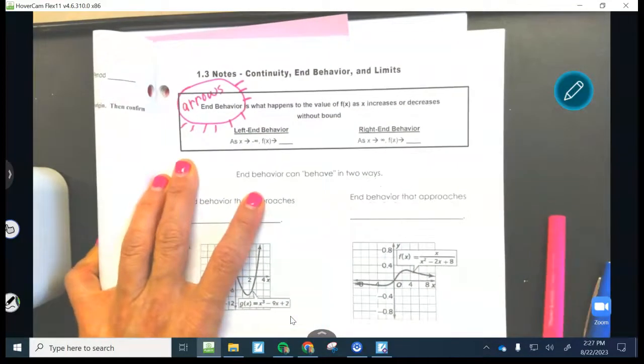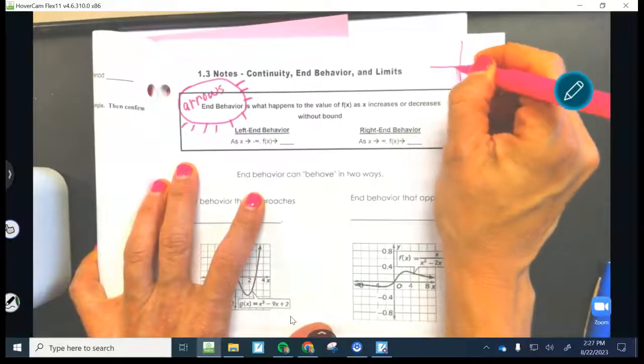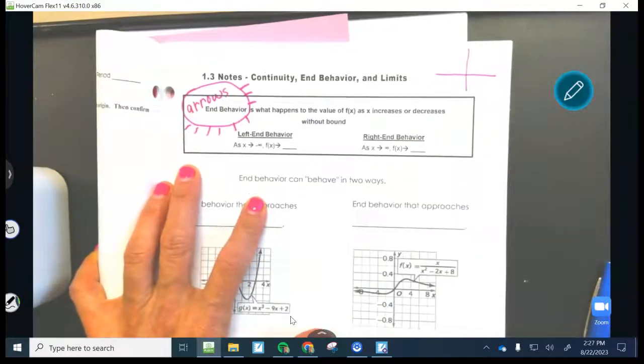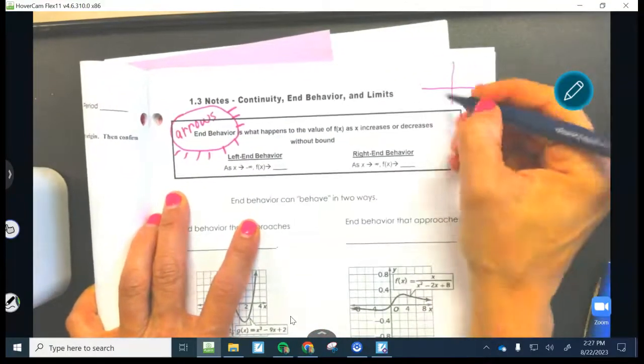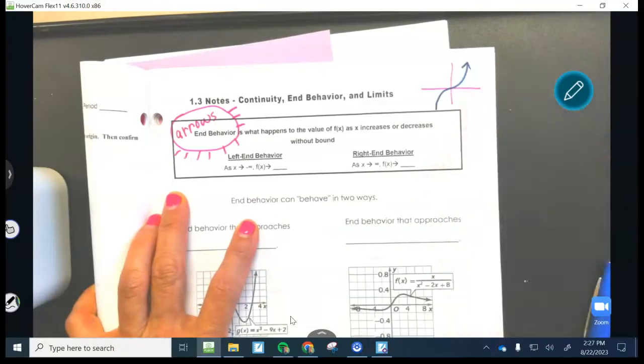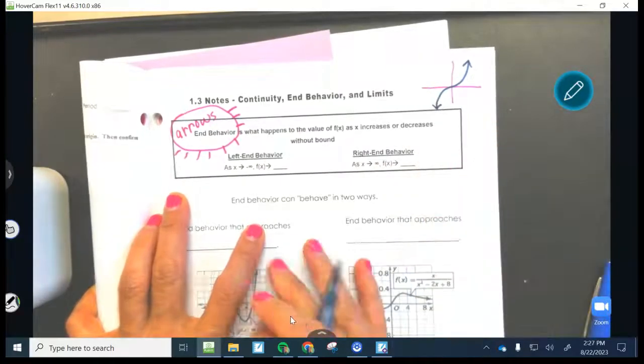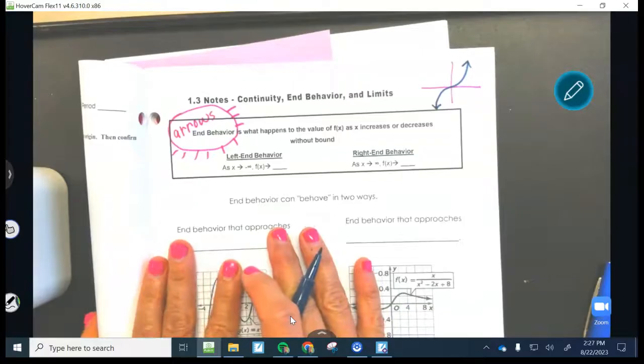Now, what we are going to do is actually sketch a graph. Sketch it yourself, just the x and y axis. And then let's sketch a cubic function. Just remember a cubic function looks like that. Draw arrows on your cubic function because we're going to demonstrate how to write end behavior.